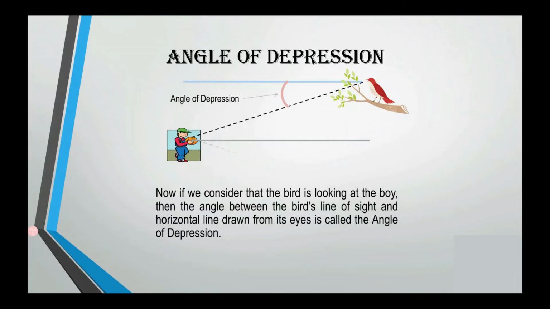Now let's understand what is angle of depression. If we consider that the bird is also, this is the eye of the bird, and this is how the eye of the bird becomes when it's seeing the boy standing over here, otherwise it was seeing in parallel with its horizontal. So this angle that the horizontal of the bird's eye is making along the line of sight with the eye of the boy is known as the angle of depression.